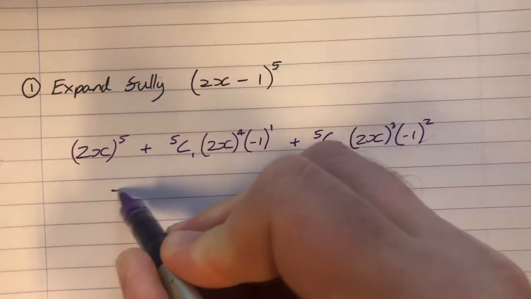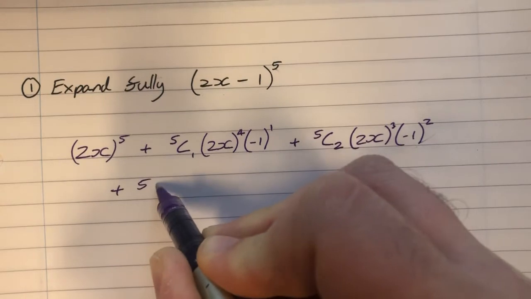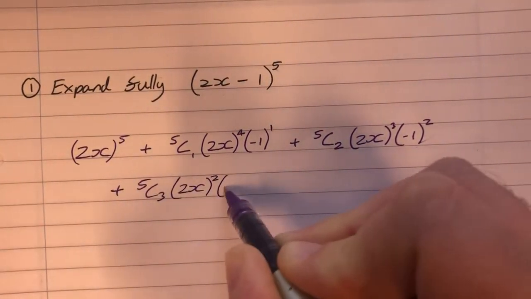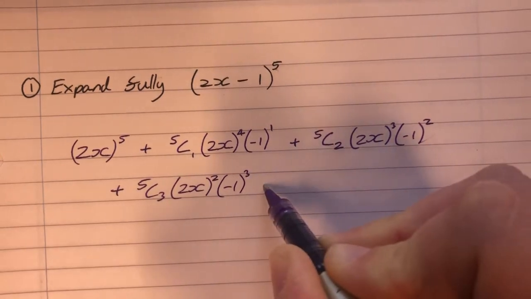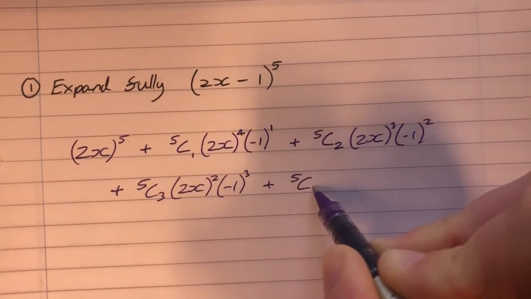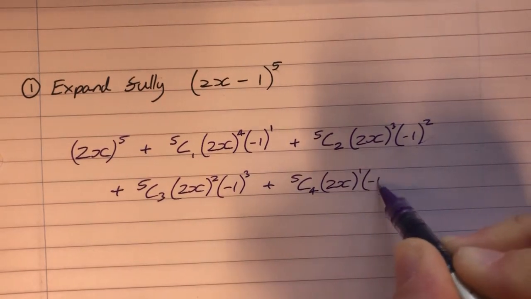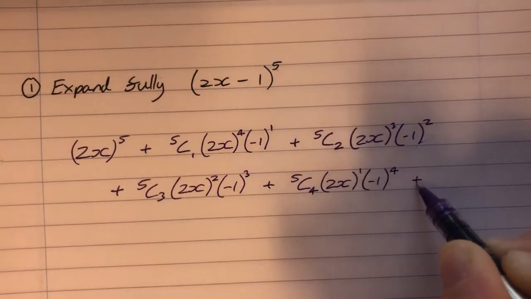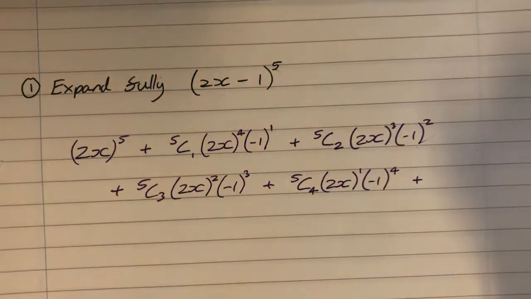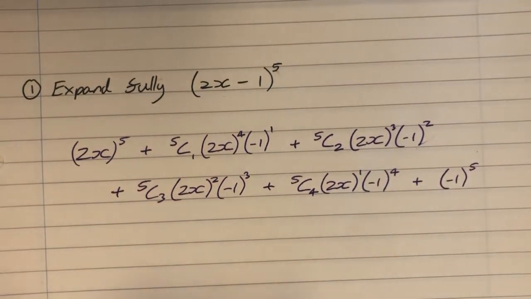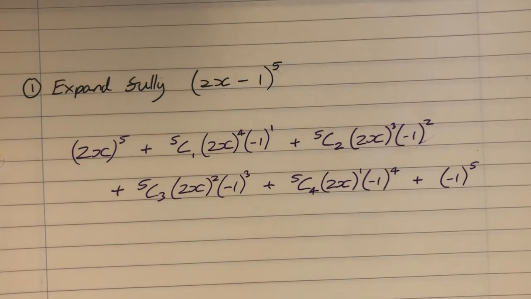The next term, 5C3, 2x squared, minus 1 cubed, plus 5C4, 2x to the 1, minus 1 to the 4, and then finally 5C5, which is just 1, minus 1 to the 5. And that completes the expansion, and we can see all 6 terms in there.